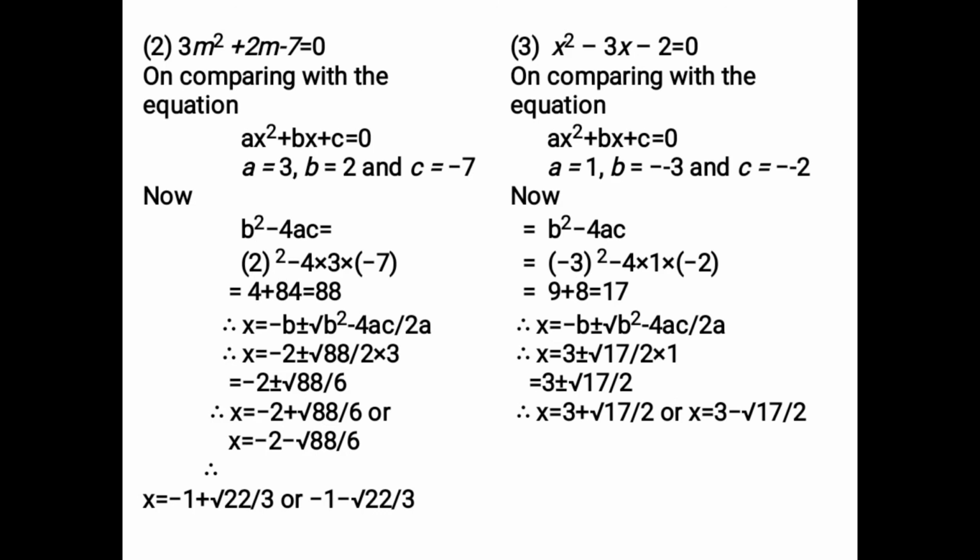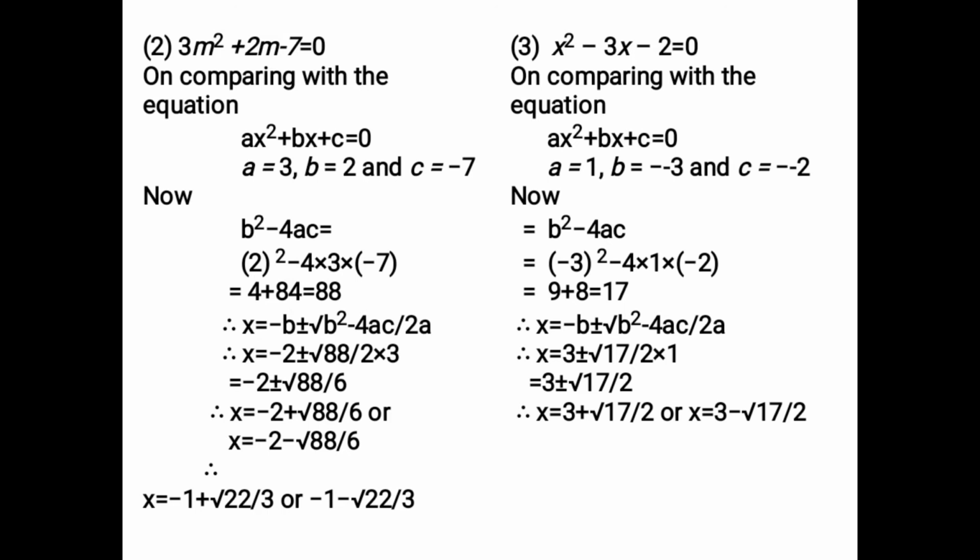b square is 2 square minus 4 into 3 into minus 7, which is equal to 4 plus 4 into 3 into 7. 4 threes are 12 and 12 sevens are 84. 4 plus 84 is equal to 88. Write down the formula: x is equal to minus b plus or minus under root b square minus 4ac divided by twice a.